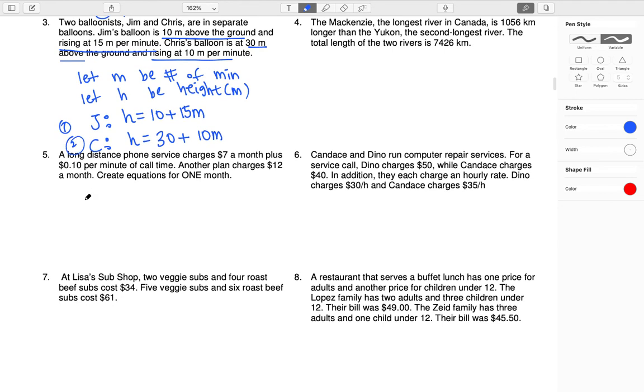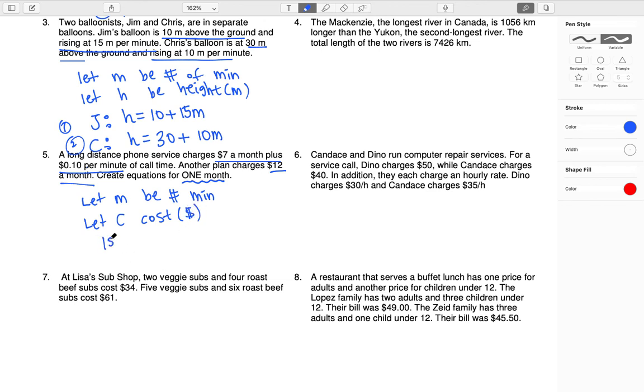Now what about number 5? A long distance phone service charges $7 a month plus 10 cents per minute. Another plan charges $12 a month. Create an equation, assuming that we are only using 1 month. So we could say it's per minute. So I could say let m be the number of minutes. And we're dealing with cost, money, right? Dollar sign. Let c be the cost in dollars.